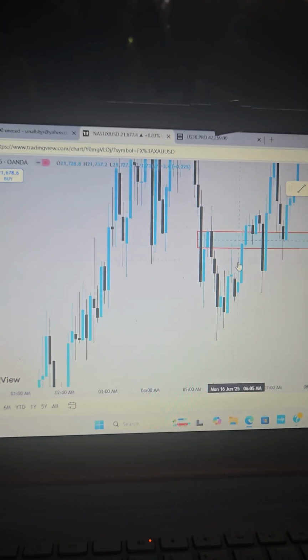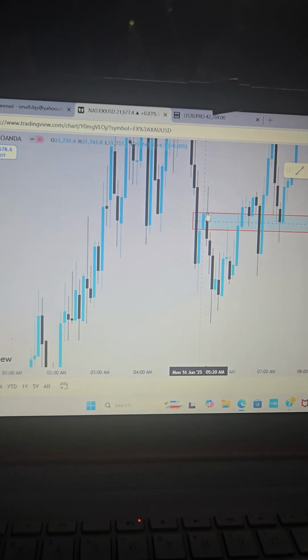So this close above here, this close above the bearish order block right here, and then this close above the rejection block right here makes this a failed bearish order block.